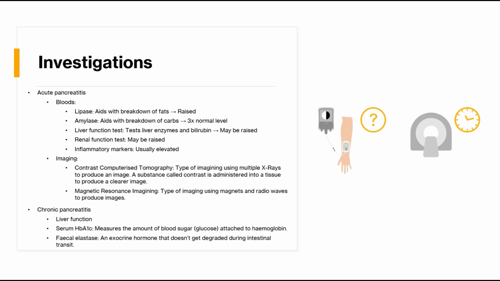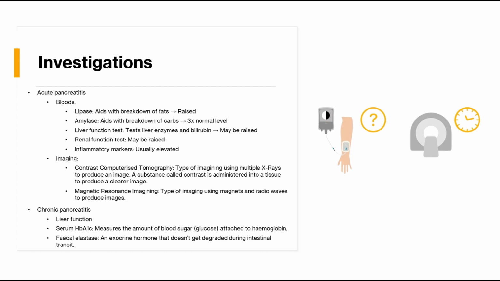Inflammatory markers just help identify if there is any inflammation happening anywhere in the body. If in the liver function test, the liver enzymes and bilirubin are raised, it may signify the presence of gallstones. Levels in the kidney function test and inflammatory markers may also be elevated.